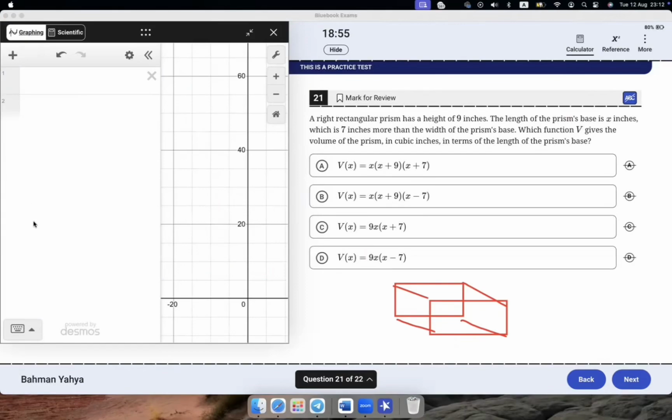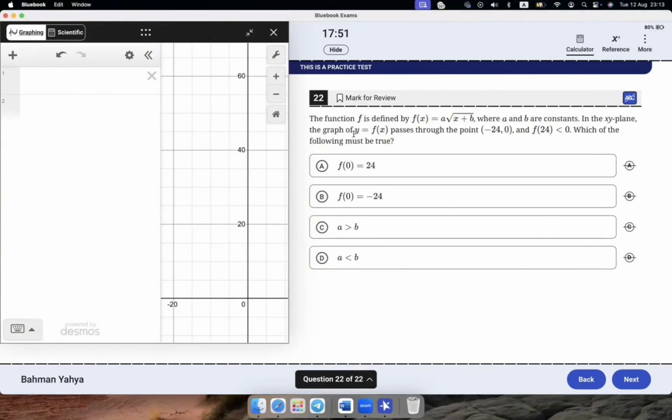What we are given, the height is 9. Okay, cool. This one is 9. Length is x, which is 7 more than width. If length is x and if it is 7 more than width, it means width is x minus 7. What is the product of them?